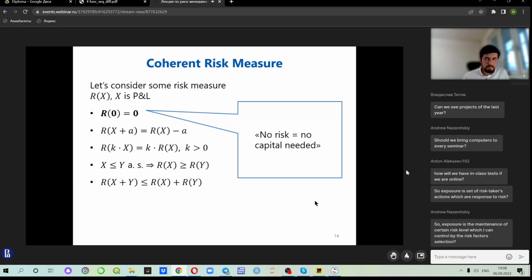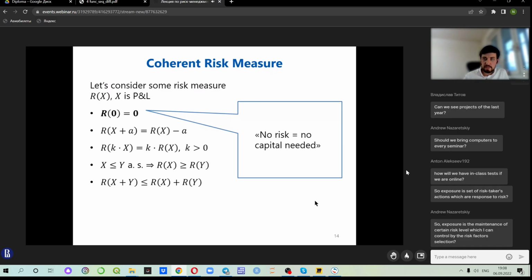The first 3 of them are pretty technical and pretty natural, and we're not going to talk about them very much. But the last 2 are very important, and they are actually the means and tools of the modeling. Okay, but let's start with the first one. The first one states that the risk measure of 0 equals 0. That means no risk, no capital needed. So if I don't have risk, the risk measure is 0.